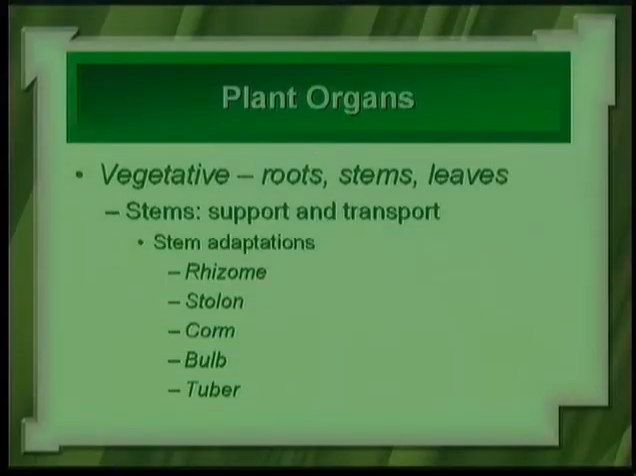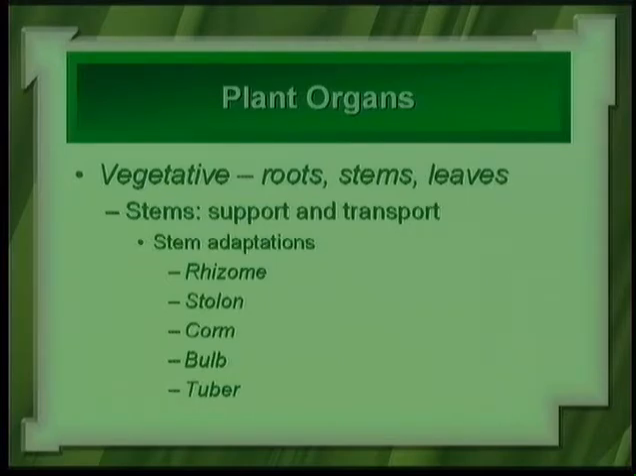Lastly we have the tuber. A good example of that, of course, is the white potato, or Irish potato, or Peruvian potato. That is actually a horizontal underground stem that is swollen and full of starch. That's what they call a tuber. How can you tell that it's a stem and not a root? And how can you tell that a sweet potato is actually a root and not a stem?